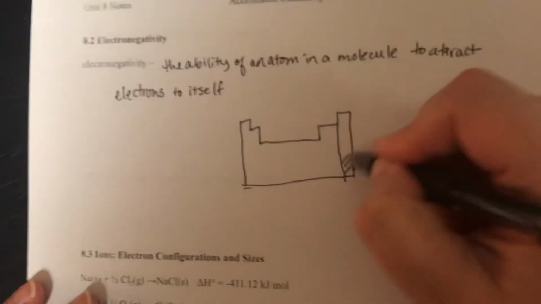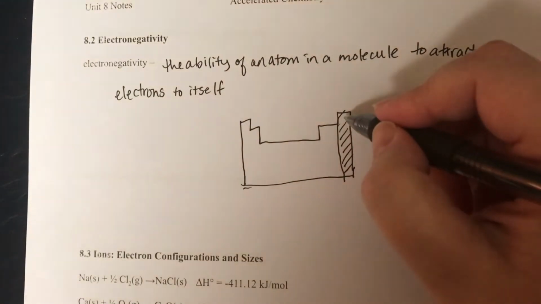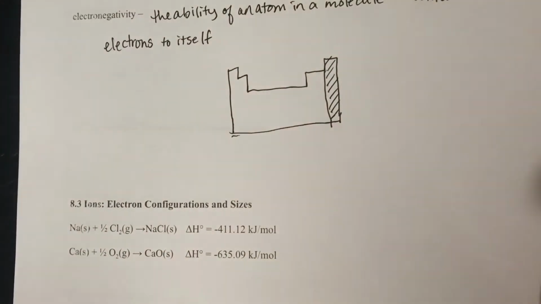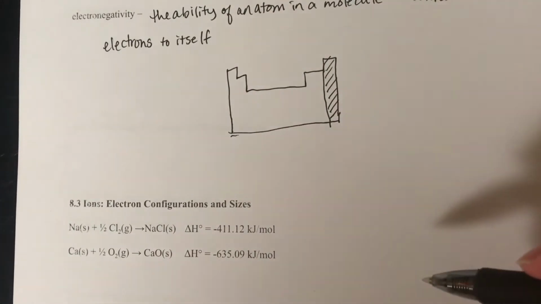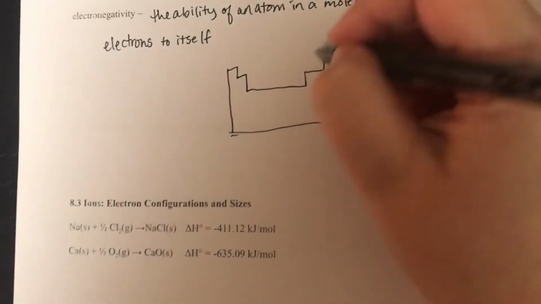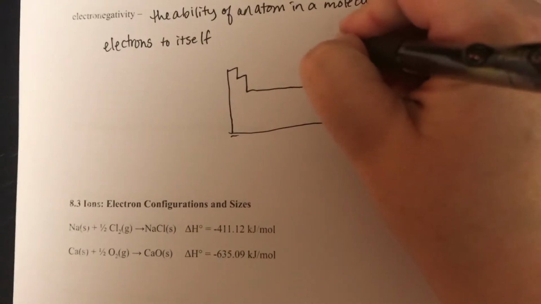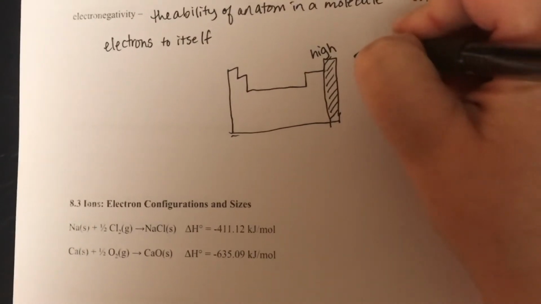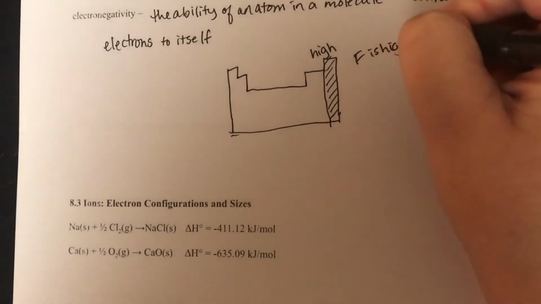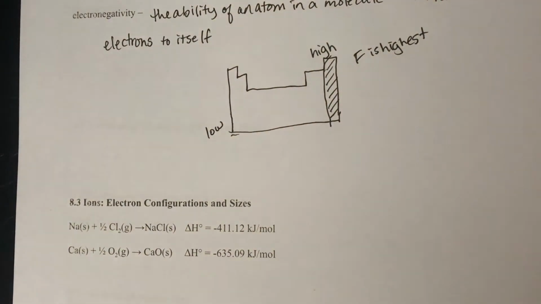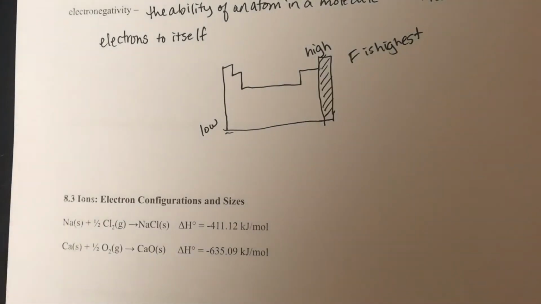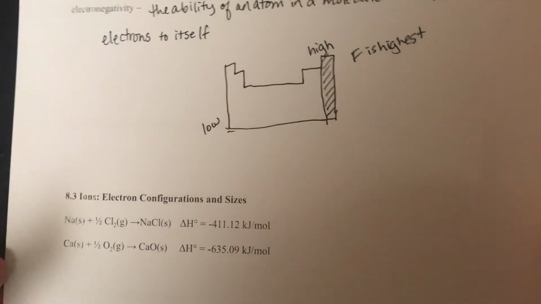But these guys in column 18, they don't really have electronegativity because you have to be in a bond to have electronegativity. So column 18 doesn't really participate in bonds, but otherwise it's high up here with fluorine being the highest and low down here with francium being the lowest. The ability to attract electrons while being in a covalent bond. So fluorine will be the most attractive.